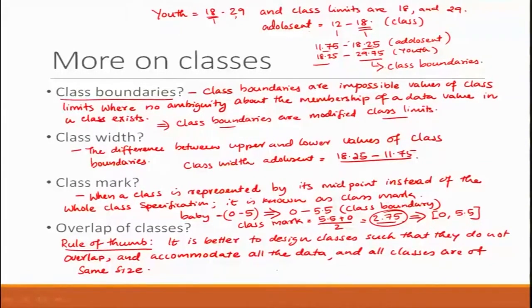So, you can design a class with an overlap, but it is better to design classes such that they do not overlap and can accommodate all data, don't lose any data, and classes are of the same size. So, the width of the class, let it be similar. You can see that the baby class is of one width, the adolescent is of another width, and the youth is of a different width. Instead of doing that, it is advisable that you make all the classes of similar width.